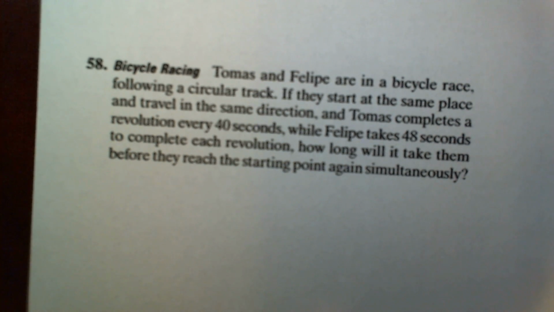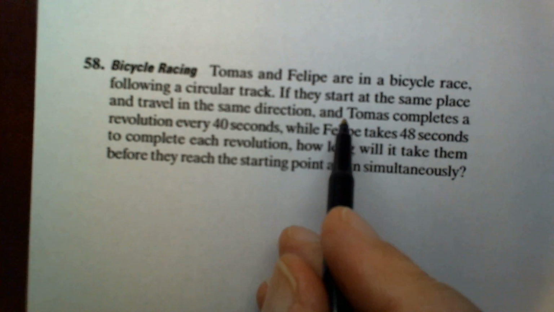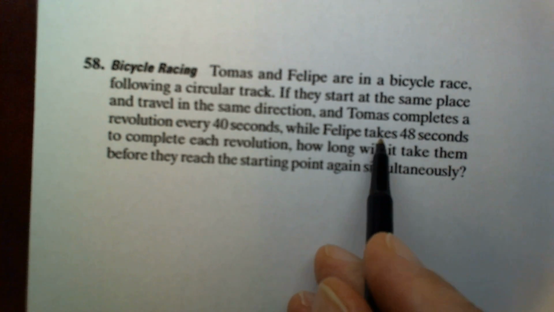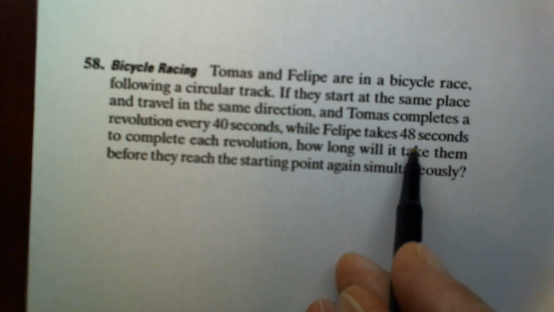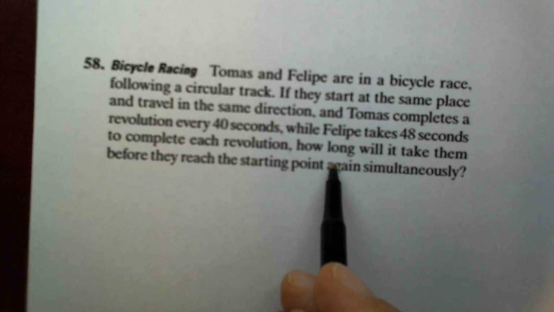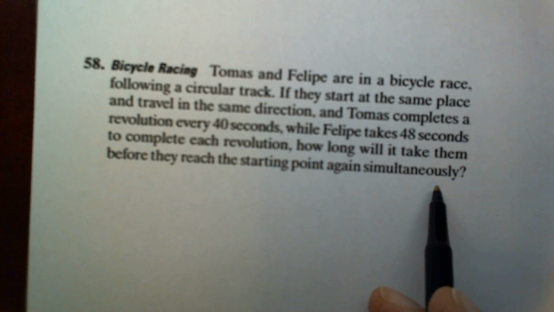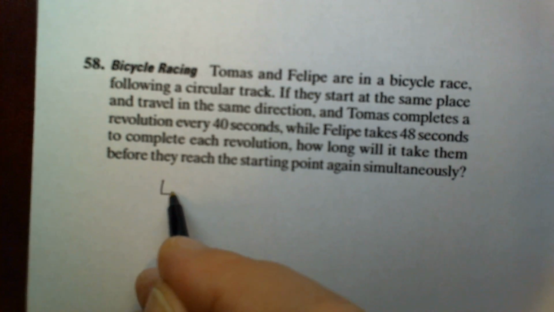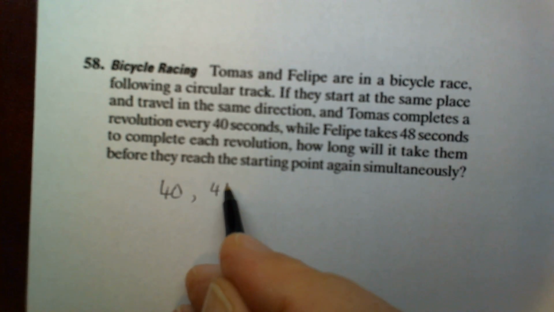In number 58, we have two bicycle racers, and they follow a circular track. If they start at the same place and travel in the same direction, and Thomas completes a revolution every 40 seconds, while Philippa takes 48 seconds to complete each revolution, how long will it take before they reach the starting point again simultaneously? So we are asked to find the least common multiple of the numbers 40 and 48.